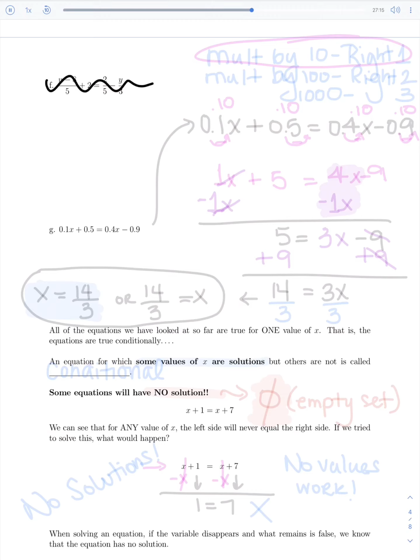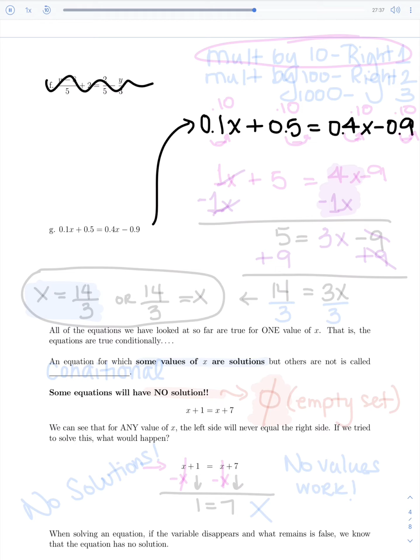Let's take a look at problem G. We've already done F. We'll look at G, which is 0.1x plus 0.5 equals 0.4x minus 0.9.